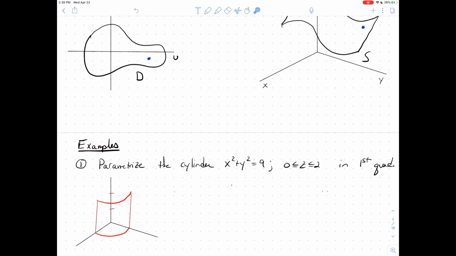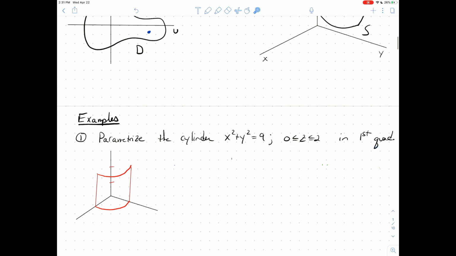So let's try and parameterize the cylinder x squared plus y squared equals 9, z between 0 and 2, in the first quadrant. And so hopefully you haven't forgotten, right? There's a missing variable, so you just graph this in 2 space. That's just a circle of radius 3 centered at the origin. Stretch it along the missing variable. So I've got this cylinder, and it's stretching up, and it looks like this, right? We want to go only from 0 up to 2, and then we want to be in the first quadrant. So something like this is what we get here.